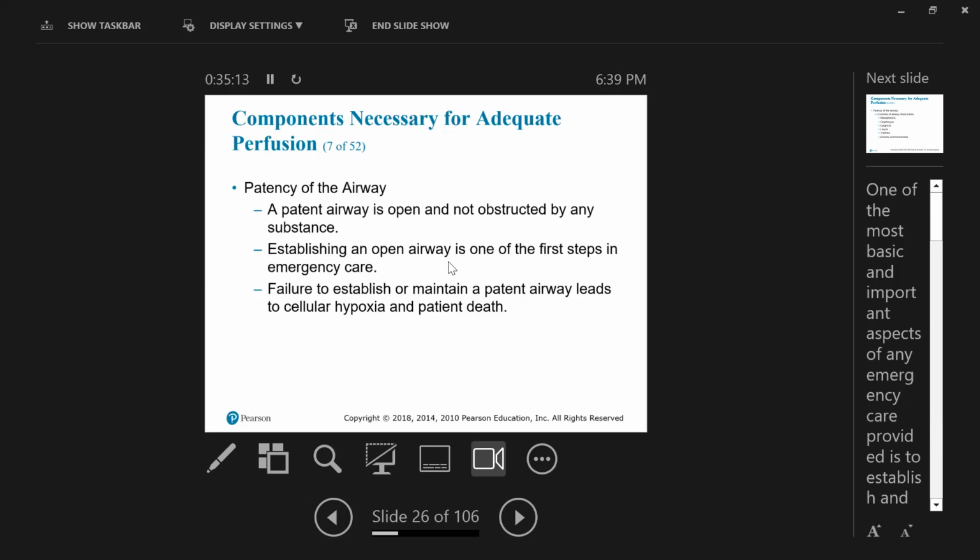Establishing an open airway is the first step in emergency care. Failure to establish and maintain a patent airway leads to cellular hypoxia, and hypoxia leads to cellular death. Remember, cellular hypoxia can be reversed. Cellular death is not reversed. So if you have a person that's not able to breathe, within the 6 or 10 minutes that you find them, you can actually reverse whatever damage has happened.